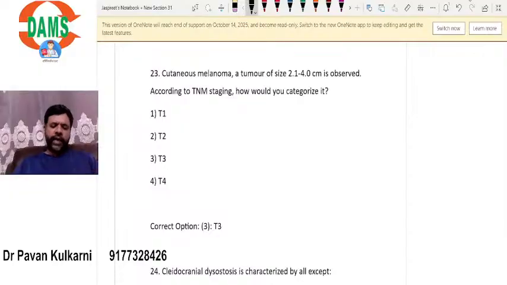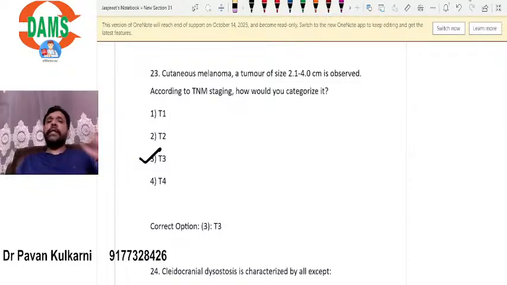Next, cutaneous melanoma of tumor size 2.1 to 4 centimeter is observed. According to TNM staging, how would you categorize it? Usually 2 to 4 centimeter will come in T3 according to melanoma, and the answer is basically T3. This is again a TNM staging of melanoma. Actually, this comes in general surgery. Usually we see TNM staging of the oral cancers. In general surgery, they will teach you even the TNM staging of melanoma also.